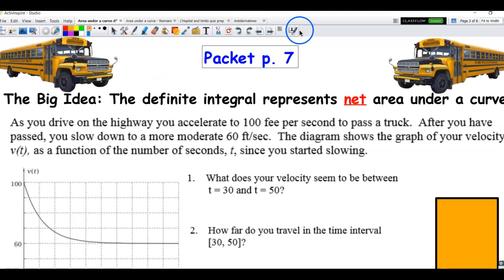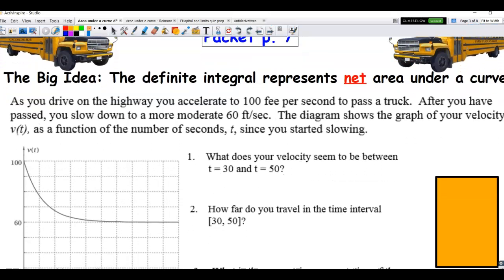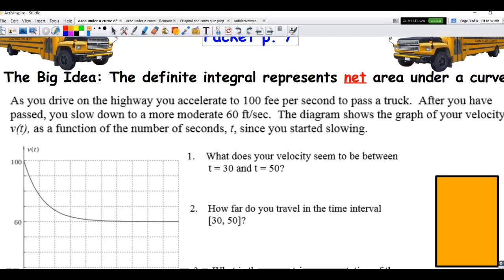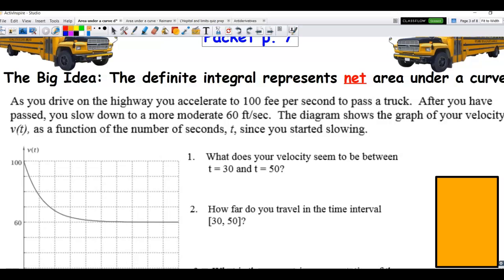Okay, let's get into an example that shows us how a definite integral is area under a curve. So our big idea, and this is in your packet on page 7, if you're in my class, the definite integral represents net area under a curve. So make sure you write that down if it's not down. Just trying to find my packet here to see what your page looks like.